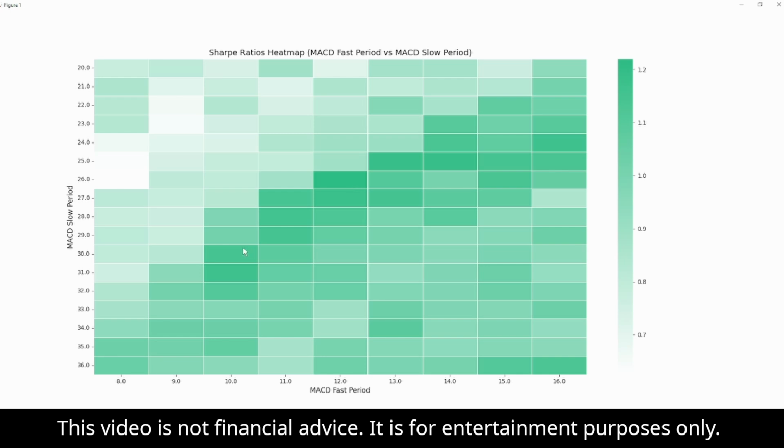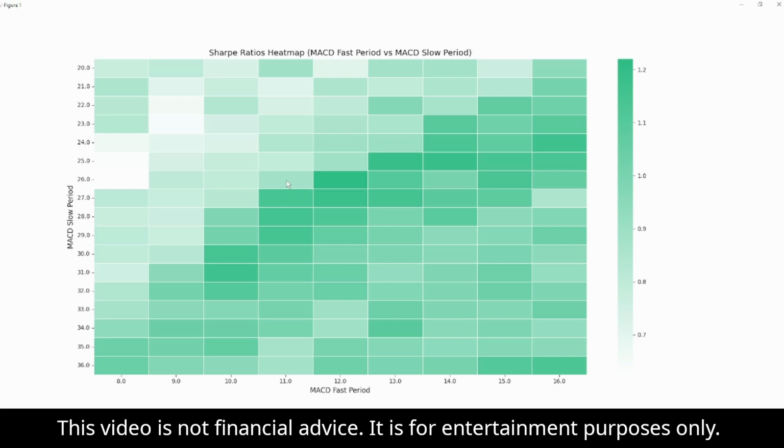As you can see, there's a greener line here in the middle, but whenever we choose a parameter combination for the fast and the slow period lengths that's just above it, the performance drops significantly. So I don't like this at all, to be honest with you.